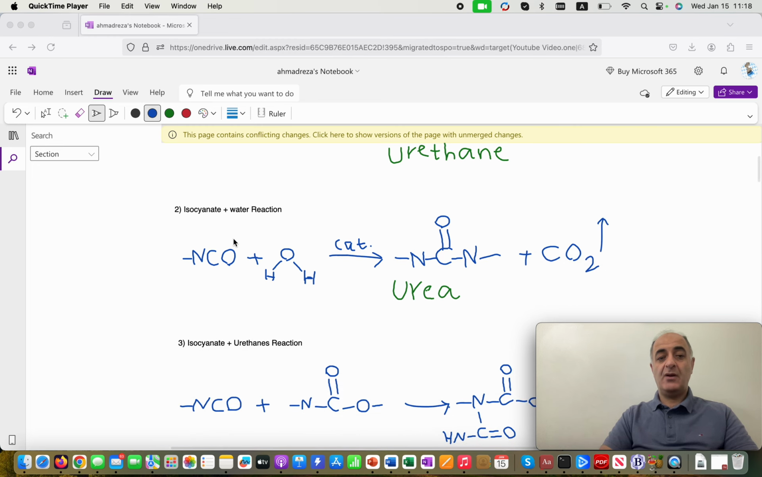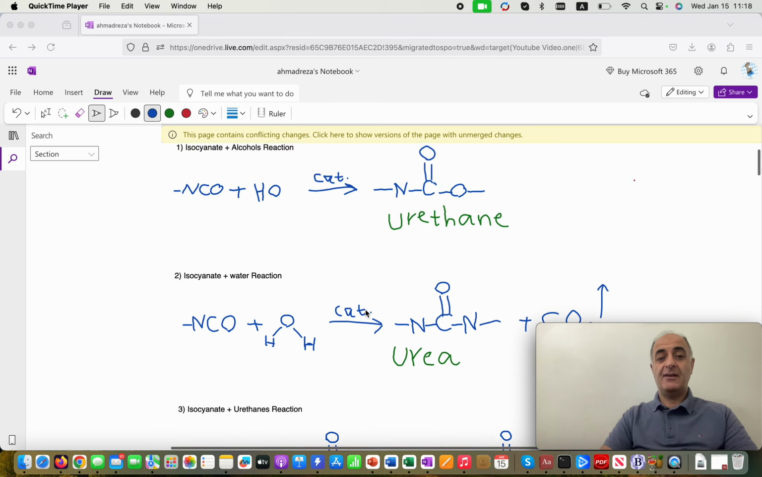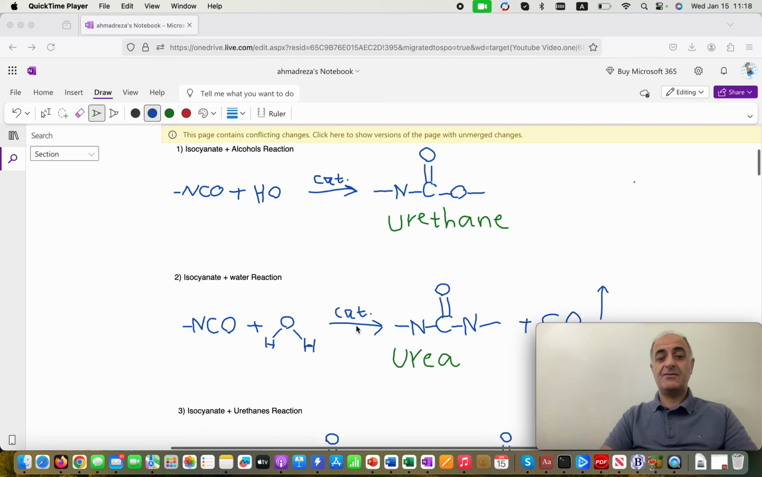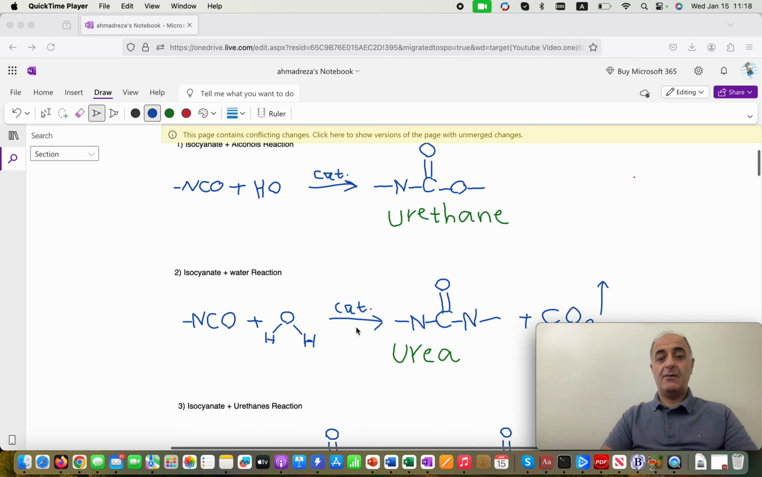The second reaction is between NCO and water molecule, also in the presence of a catalyst. The resulting products are urea and CO2 gas. This reaction is called the blow reaction. And we need a gel catalyst for the gel reaction and a blow catalyst for the blow reaction.